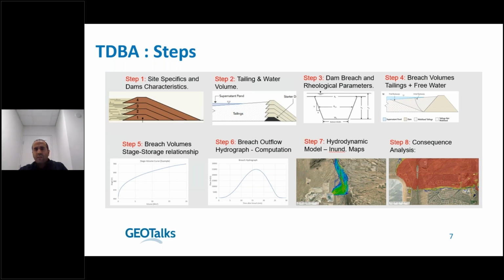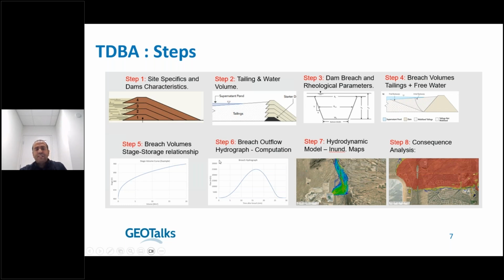And in step 4, considering the current condition of the dam, next is to calculate the breach volume of the tailings and free water that could be released in the case of a failure. And step 5 is breach volume calculation of the stage storage relationship, or stage volume curve, from the breach volume.